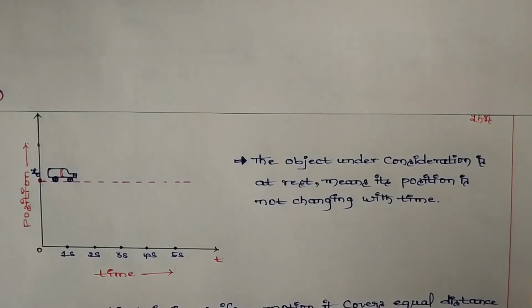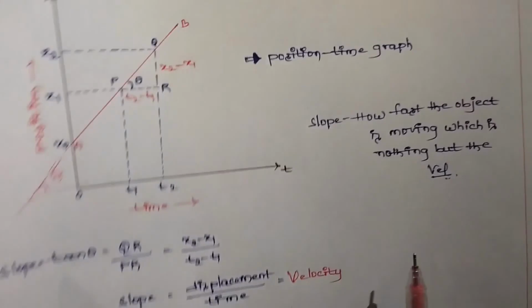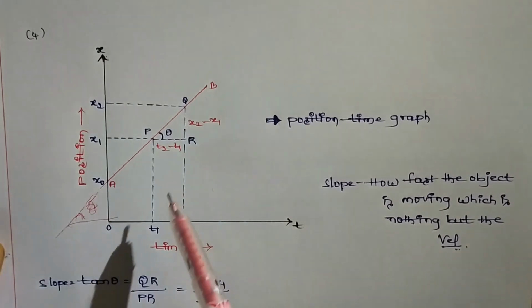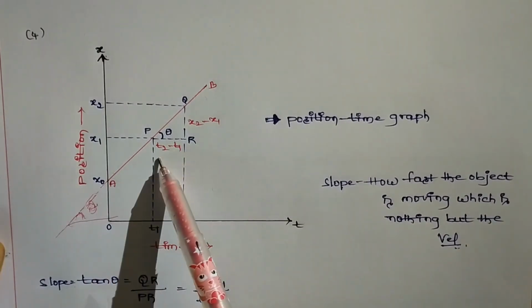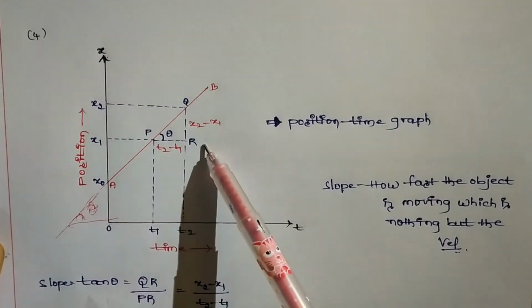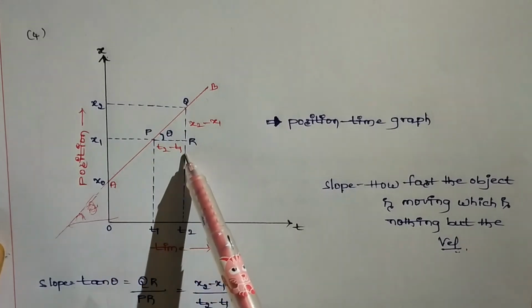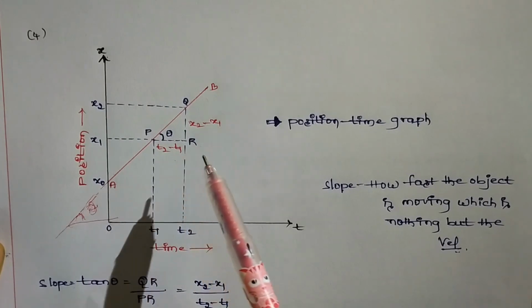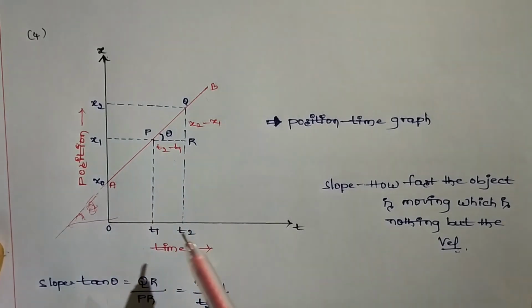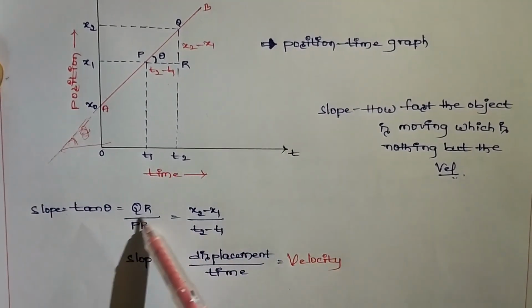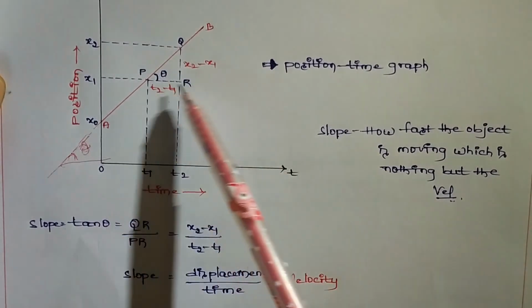According to this, if we see this graph, we will get the change in vertical position and horizontal position. We can say that this is rise and this is run. In this case, the change in vertical direction and change in horizontal direction is nothing but slope. It may be x2 minus x1 by t2 minus t1. Here tan theta or slope is equal to QR by PR.